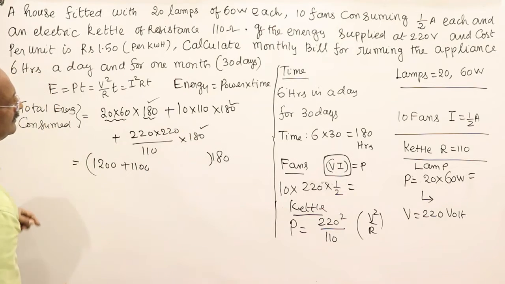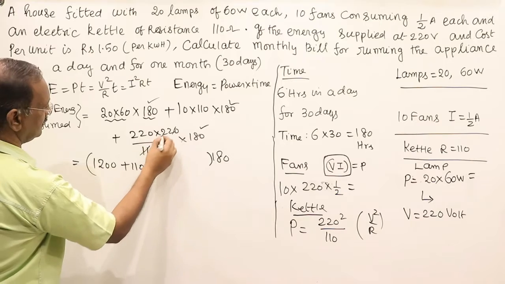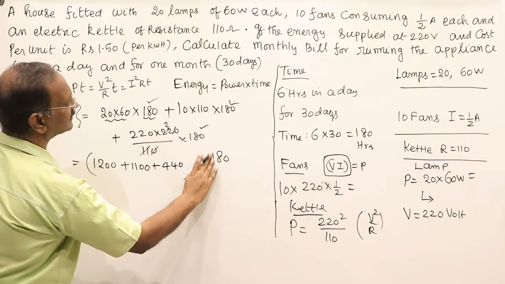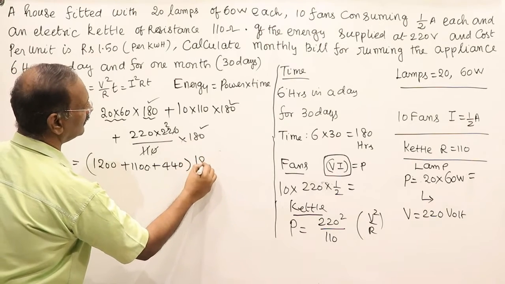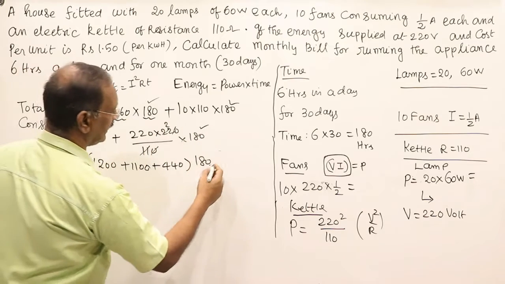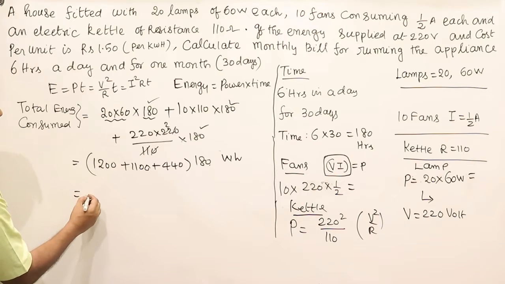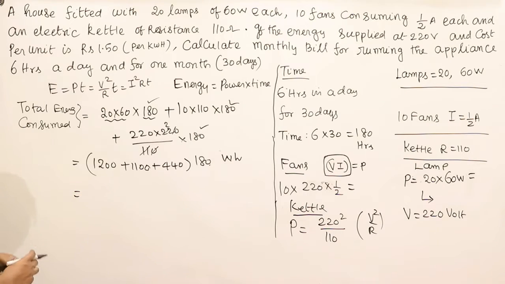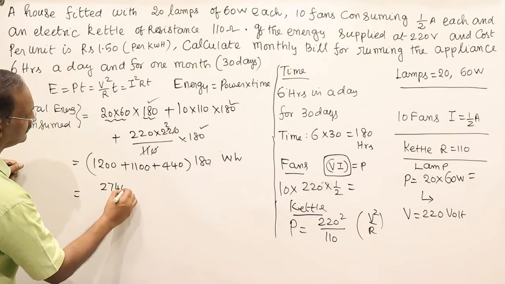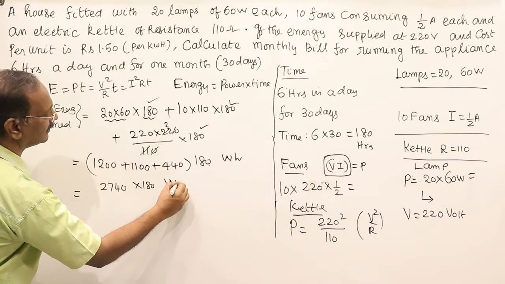1100, and this is cancelling this one. 2 is equal to plus 440, into 180. What does this give? This is power into time, that is watt into hour. So this is watt into hour, 1200 plus 550 plus 990, how much does it come out to be? 2740 into 180. This is watt hour.